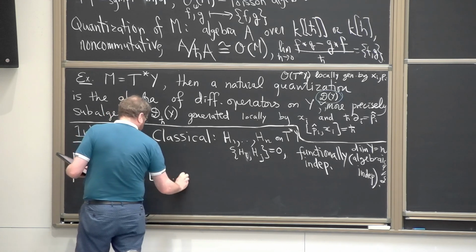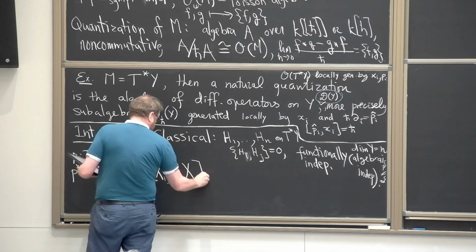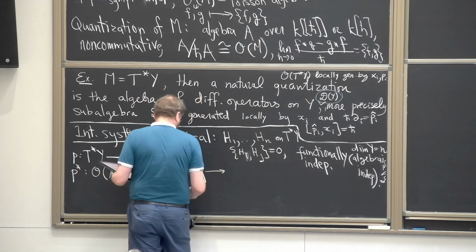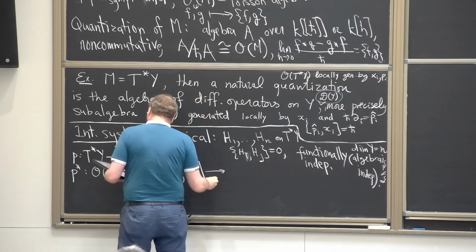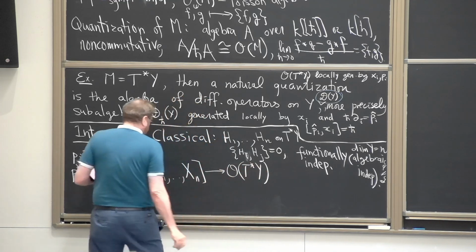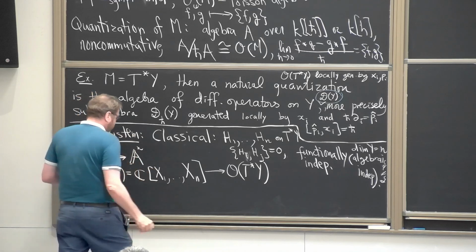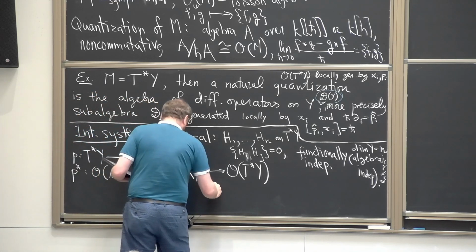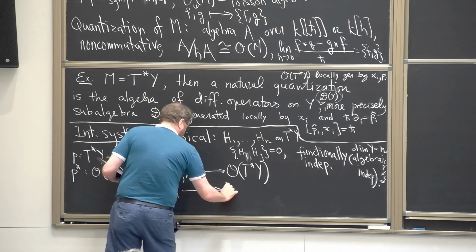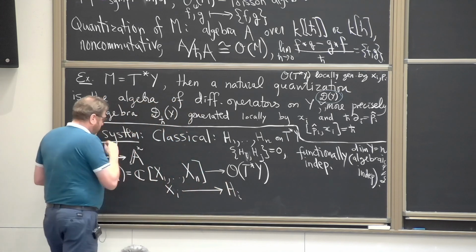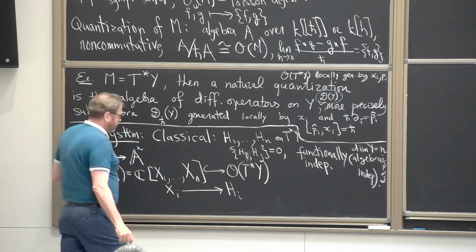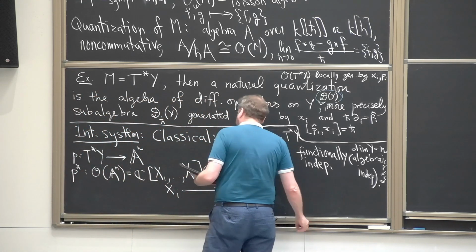x1, ..., xn. It should map into functions on T star Y, and xi under this map goes to the integral hi. And this map should be injective. This corresponds to the fact that these functions are functionally independent, or algebraically independent.